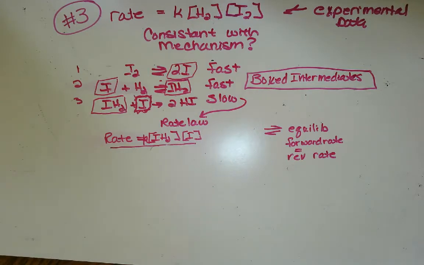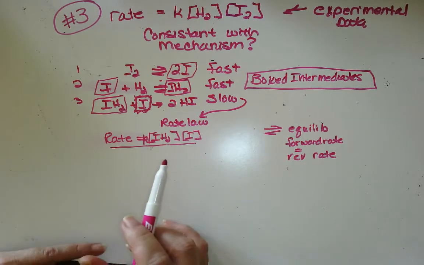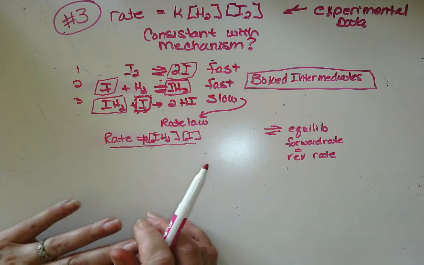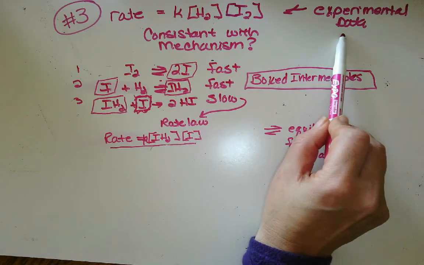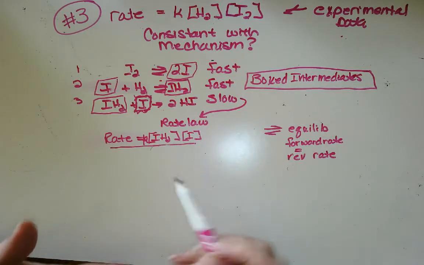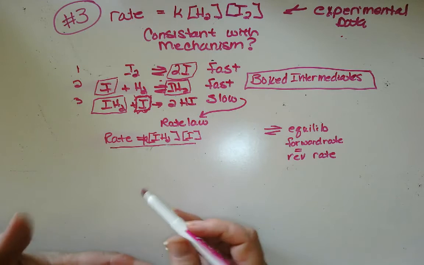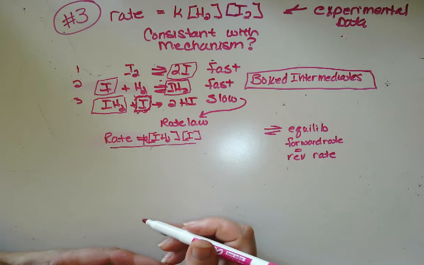So on your worksheet, chemical kinetics, collision, and mechanisms, I'm going to do problem number 3 with you. This is one of our more complicated problems, and basically they give you a rate law that's determined from experimental data, and they want to know if it's consistent with the mechanism. So we need to write the rate law from the mechanism.